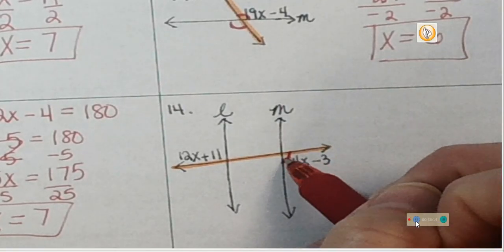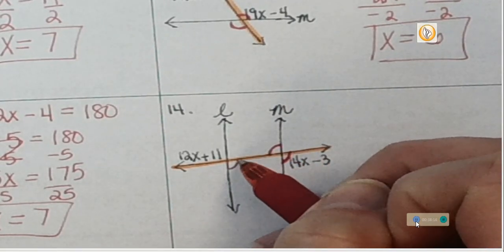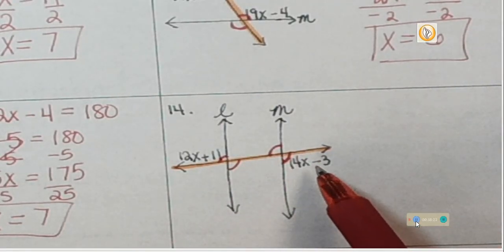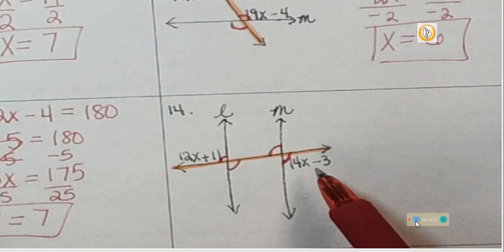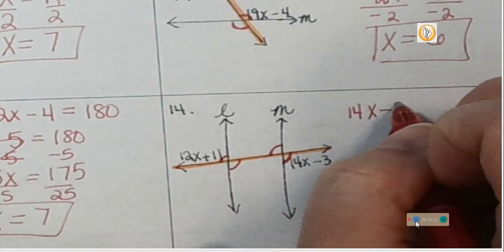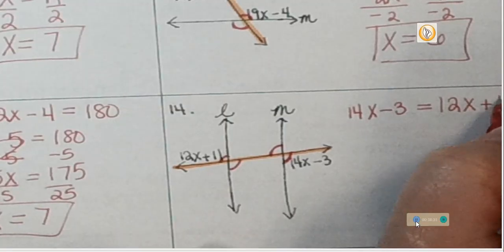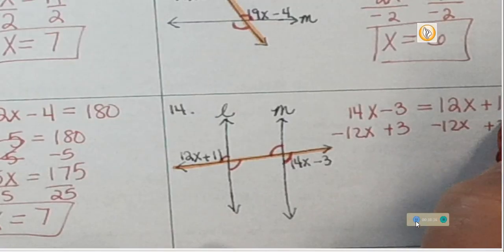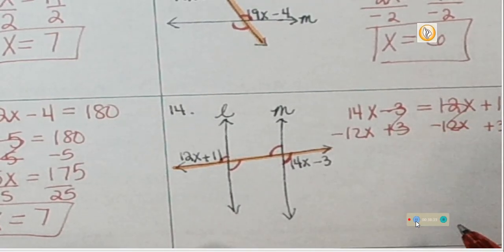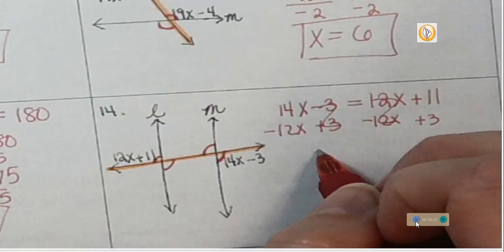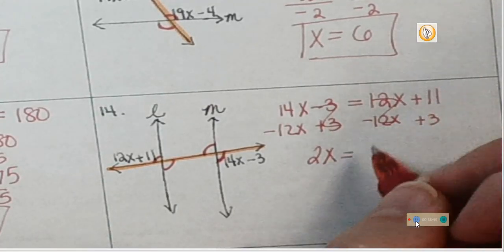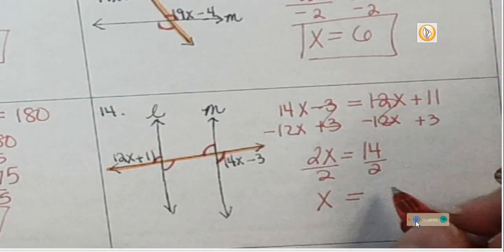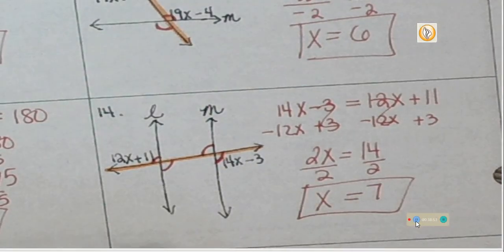I'm going to zigzag across my transversal, zigzag back across, zigzag. I just marked all four angles that are equal. What do you notice about the two angles I gave you? They're marked equal. So 14x minus 3 is equal to 12x plus 11. So I'm going to minus 12x on both sides. I'm going to add 3 on both sides because I'm trying to get my inverses to cancel. All right, 14 minus 12 is 2x, and 11 plus 3 is 14, so that when I divide by 2, x equals 7. All right?